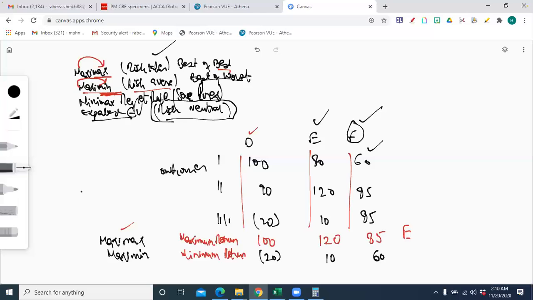But if I had money, I'm young, I know I'm a risk taker, a very optimistic kind of person, maybe I would go for project E, because I think that is going to give me the maximum return. So that's about it, right? Understood? Now the third one is the minimax regret rule.